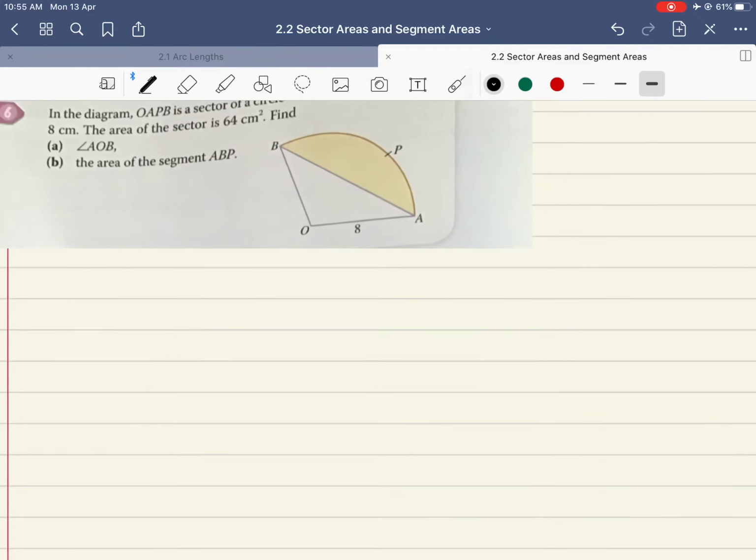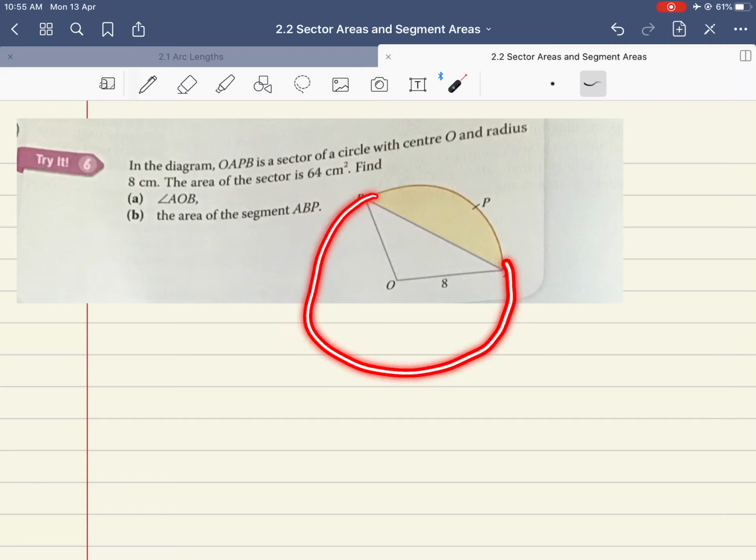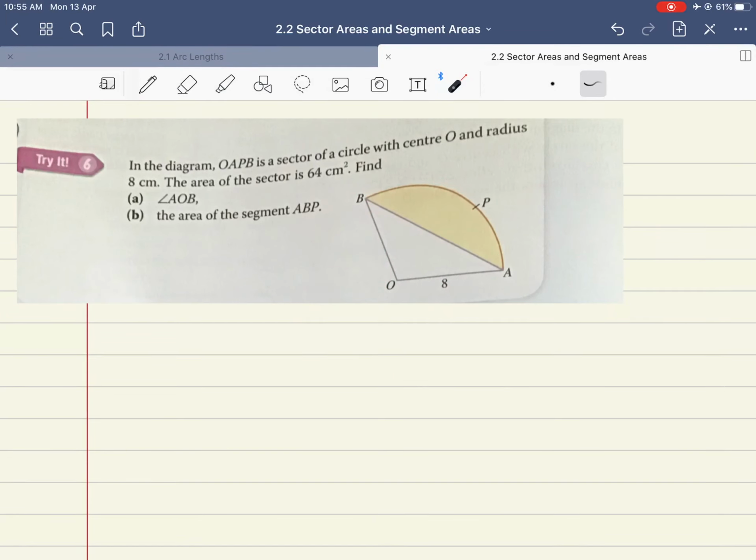Okay, I'm now looking at try it 6. Be very careful with try it 6. In this try it 6, we are going to have another term here, which is segment. I taught you in 6.1 what a segment is. So just imagine this is a circle. If you cut off this portion here, this small thing here is the minor segment, while the big one here is the major segment. So today what we are going to focus on for this portion here is the minor segment.